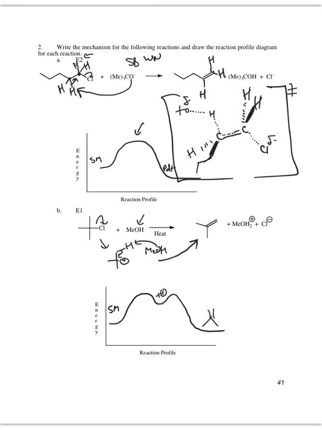In the intermediate, we have our cation, and then our first transition state, we have the bond between the carbon and the chlorine breaking, with a partial negative forming on the chlorine, a partial positive forming on the carbon. So this is transition state number 1.